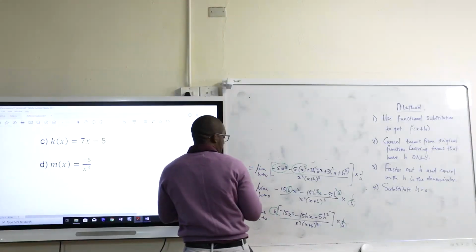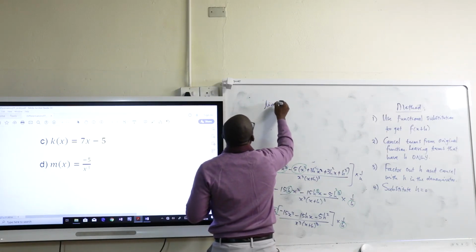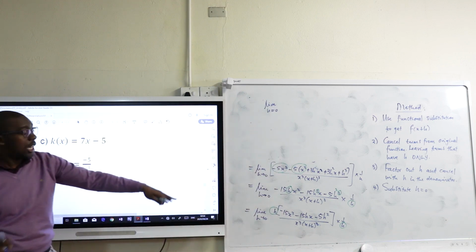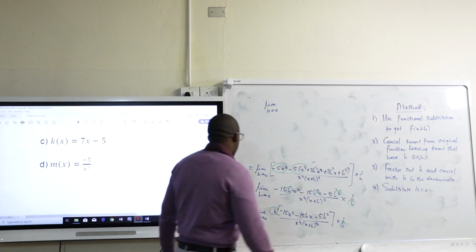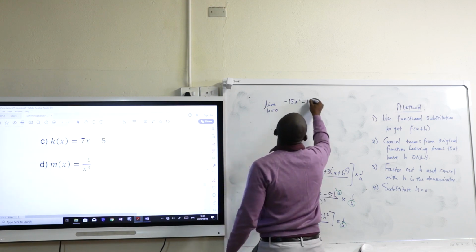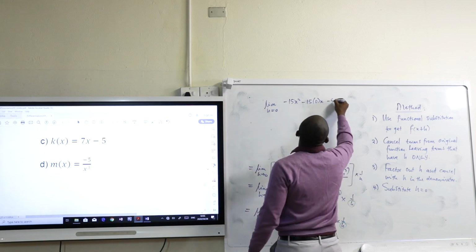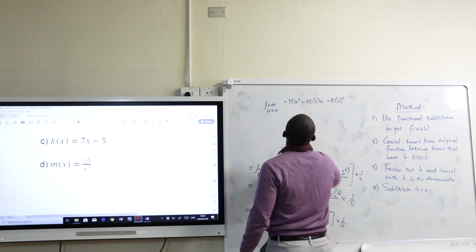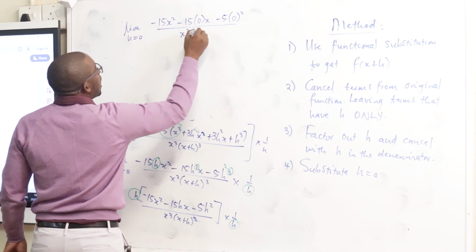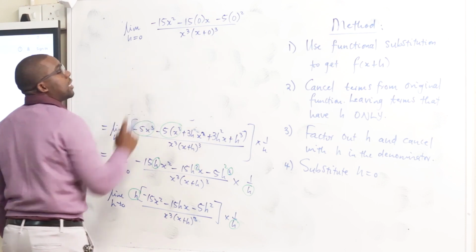Coming back to the top, since we've cancelled out the h, limit h equal to 0. Any lingering h that remains becomes a 0. So this is minus 15x squared minus 15x minus 5 h squared, all over x cubed, then x plus 0 cubed. This is why we didn't want to expand it.